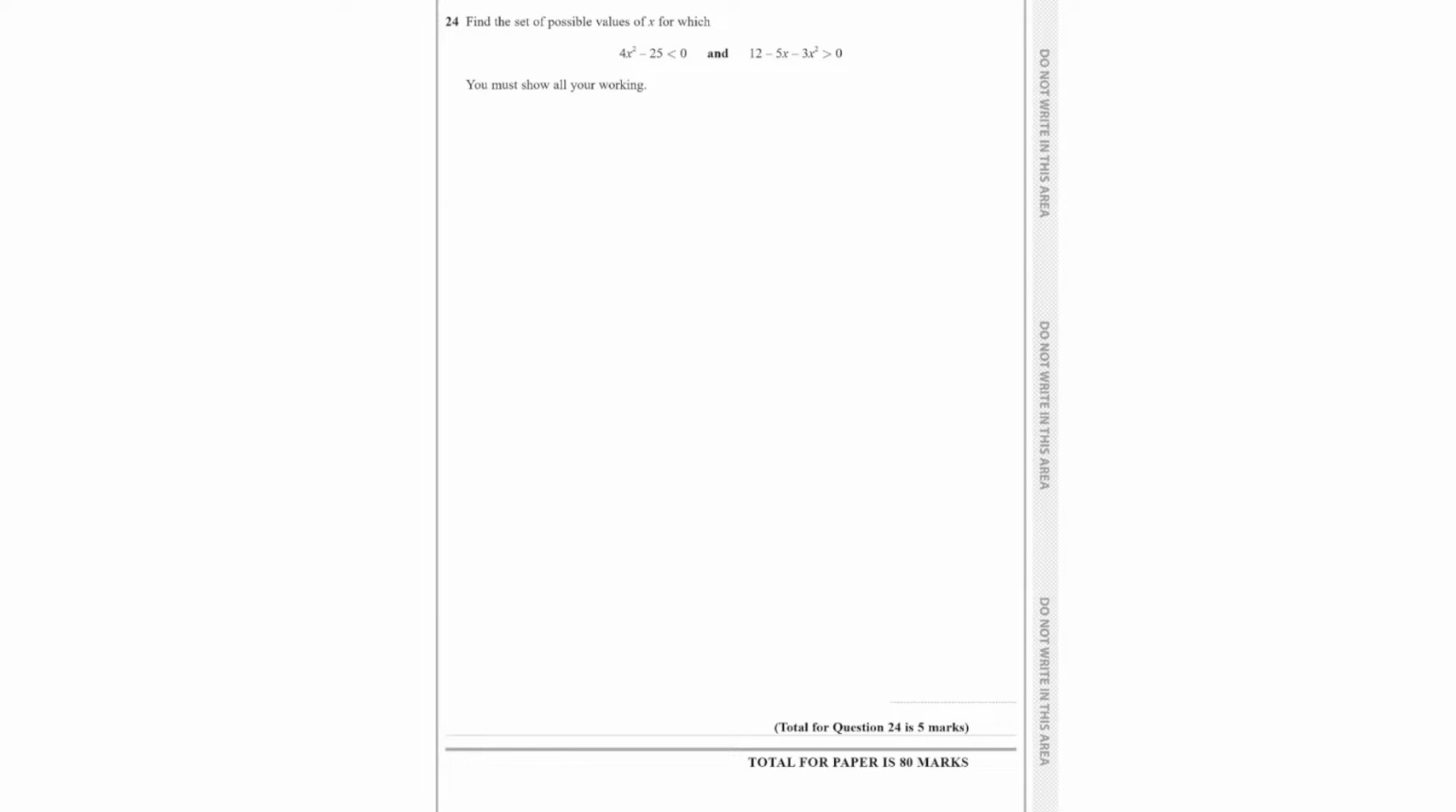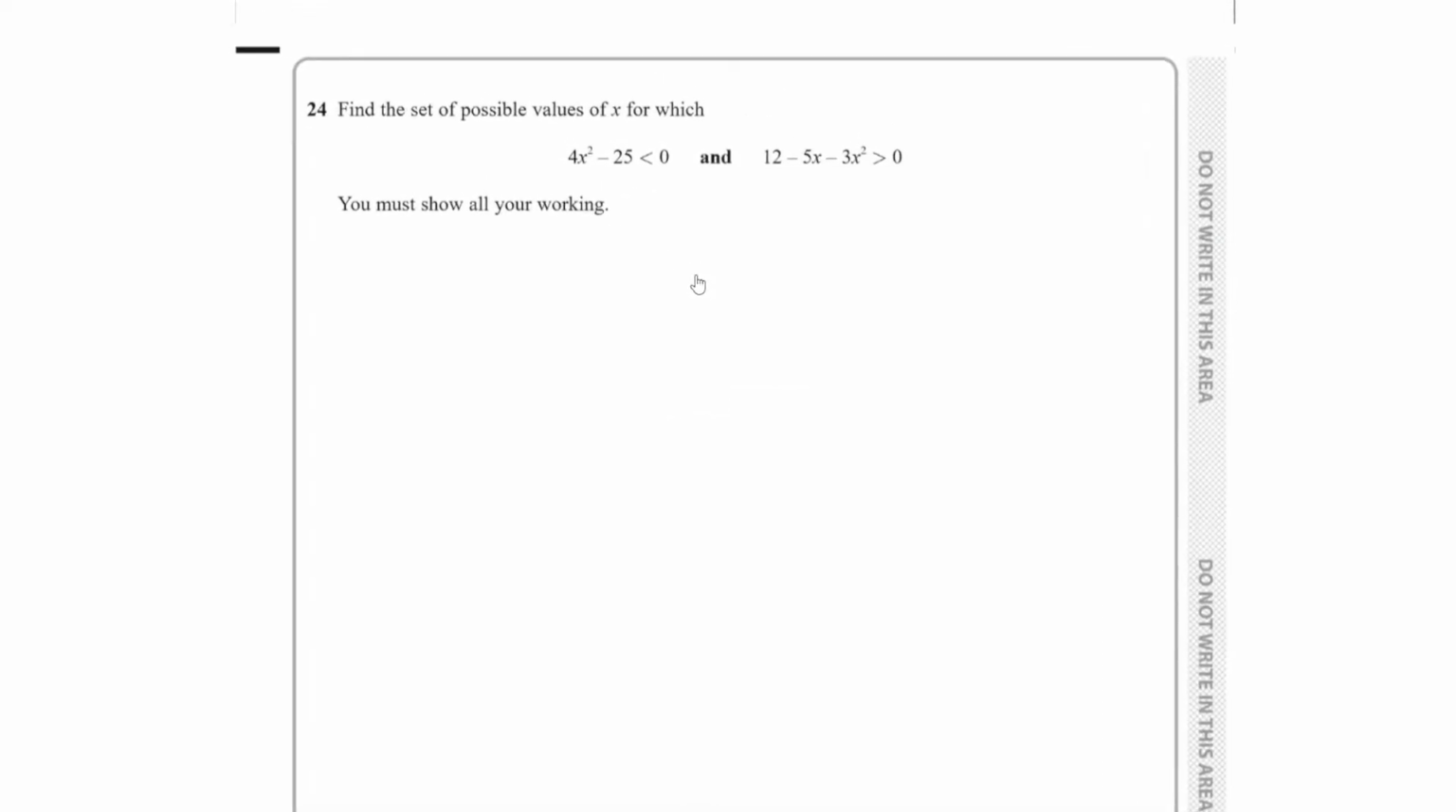Okay, we're on a final question. We've now got inequalities, but as you can see, quadratic inequalities. So find the set of possible values of x for which we have 4x² − 25 < 0 and 12 − 5x − 3x² > 0. So we've basically just got two separate quadratic inequalities. So I'm literally going to solve them both separately and then we'll bring them back together at the end.